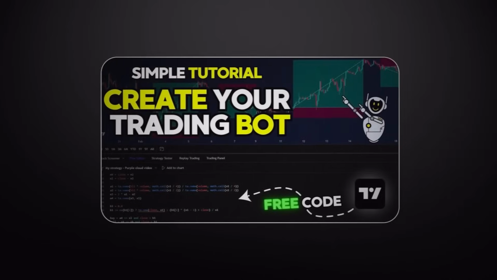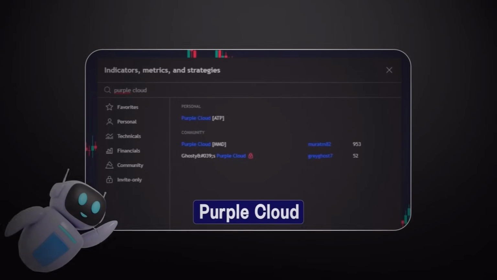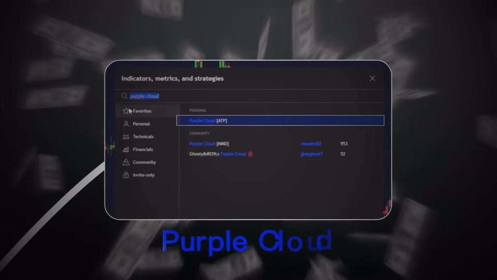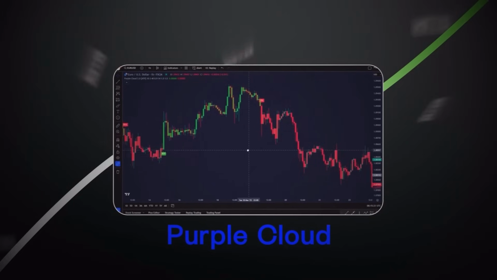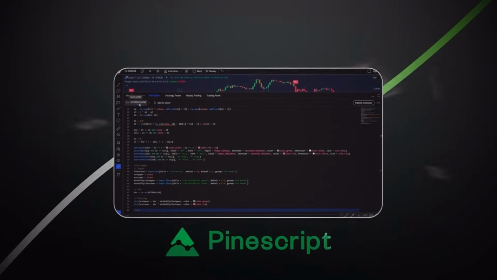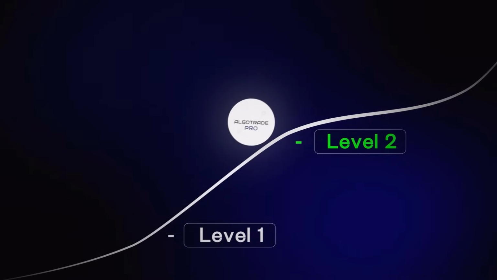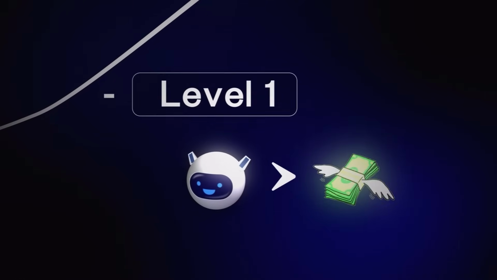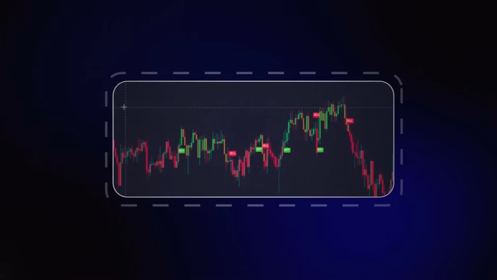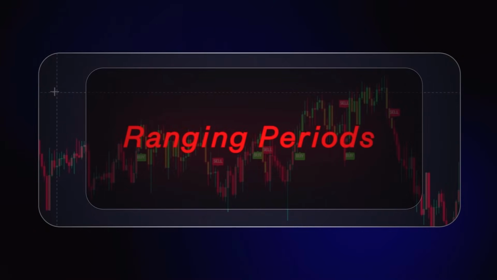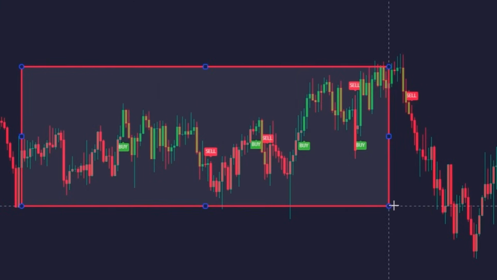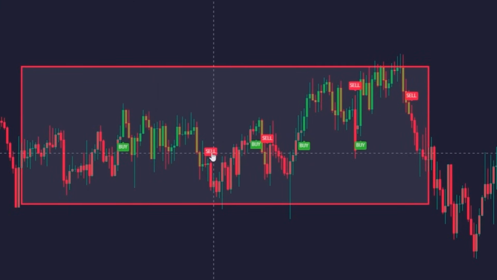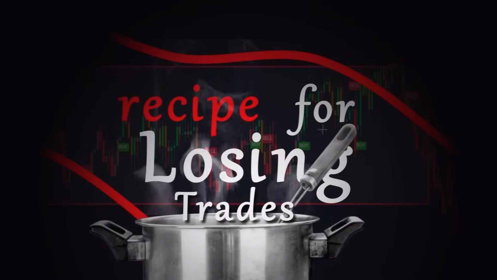In one of our previous videos, we built a trading bot using one of the most powerful indicators we have ever tested, showing you every secret and trick from PineScript. But today we are going one step further. That bot worked well, but it had one big problem. It didn't avoid ranging periods. It took every signal even when the market had no momentum. And as you might expect, that's a recipe for losing trades.